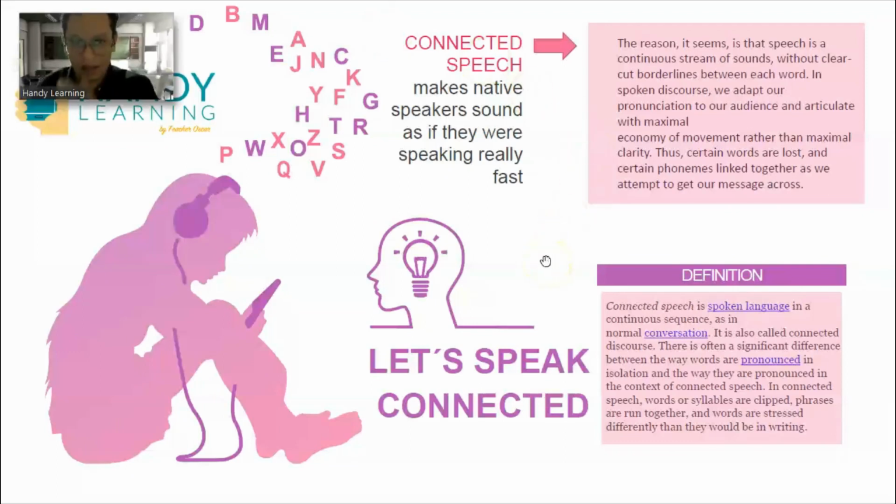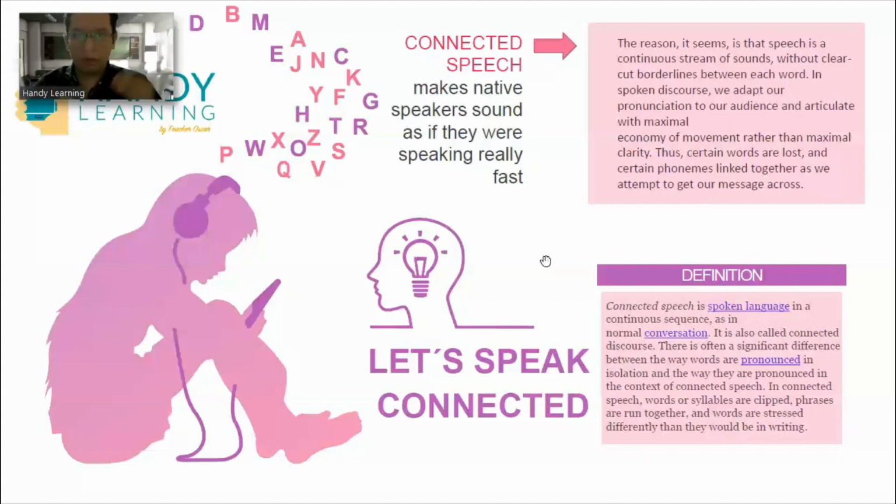Well, we have to say that we, as non-native speakers, usually have a problem when we listen to native speakers, because we tend to say that native speakers speak really fast. This happens not because they are really speaking fast, but because they're connecting the words when they speak. This is something we do not do in Spanish. In Spanish, we pronounce word by word, each with its own pronunciation.